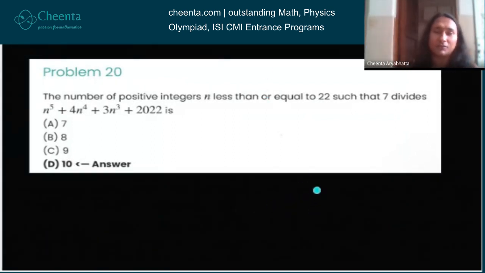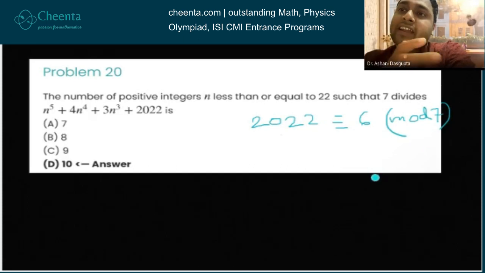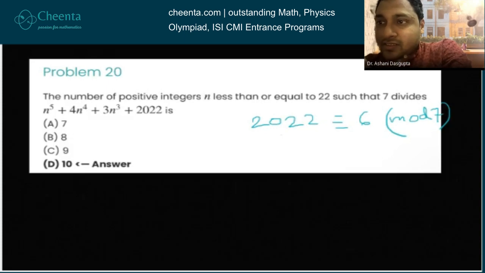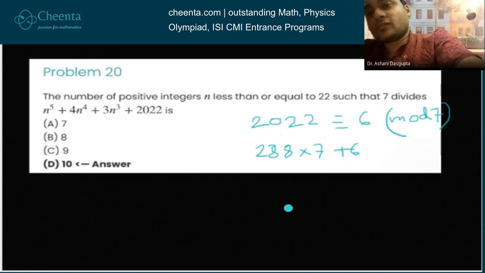This is a problem where some knowledge of congruence, the modular arithmetic notation, greatly simplifies the problem. Note that 2022 is congruent to 6 modulo 7. Basically, if I divide 2022 by 7, then the remainder will be 6. Yes, because it's actually 288 times 7 plus 6.